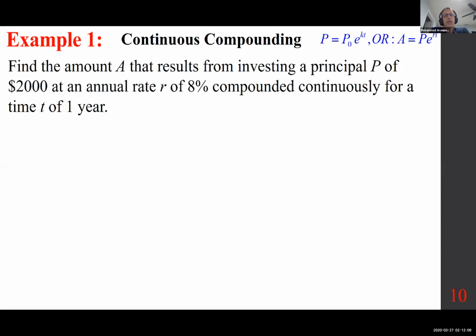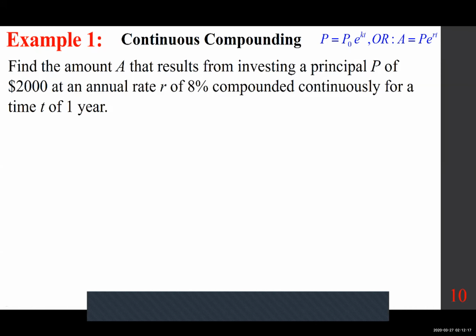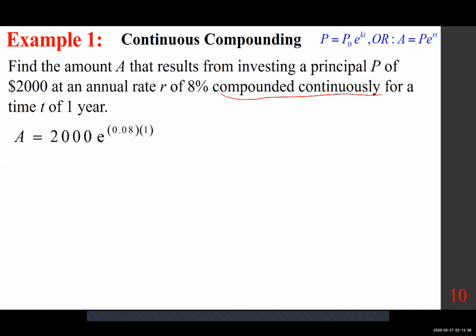As we look at this example, we notice that we want to find the amount that results from investing principal P of $2,000 at an annual rate of 8% compounded continuously. And that's really the key. So all you have to do is plug it into the formula. I put both formulas at top in blue.